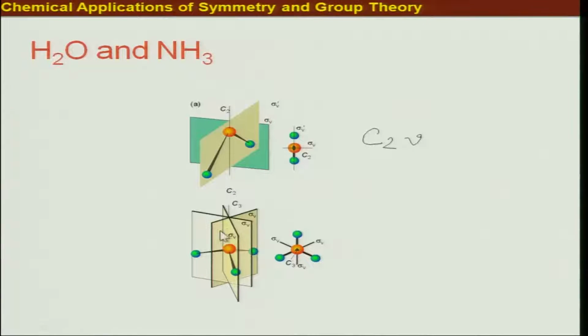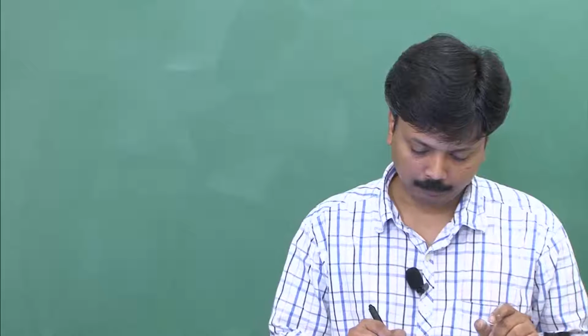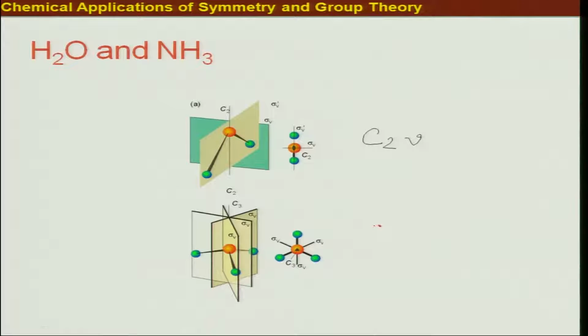So, are there any other operations? No, you can verify that. So, I have the total list of symmetry operations, which are E, C3, C3 square, and 3 sigma V's. Very nice. Now, let us ask those questions stepwise.